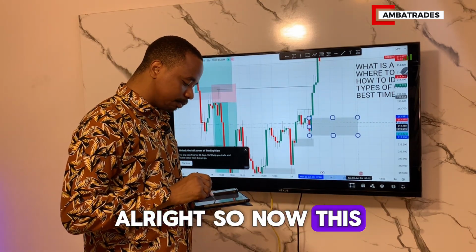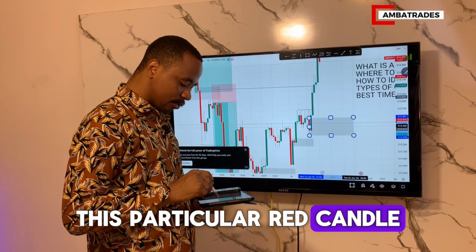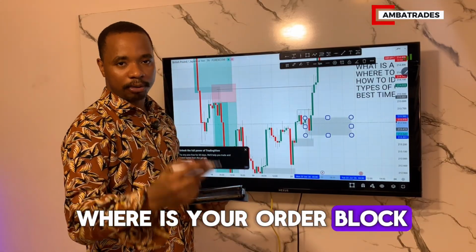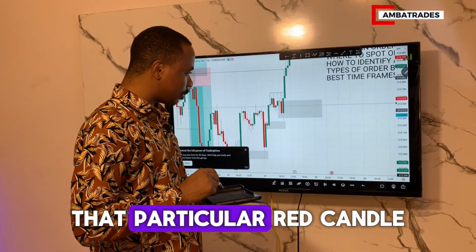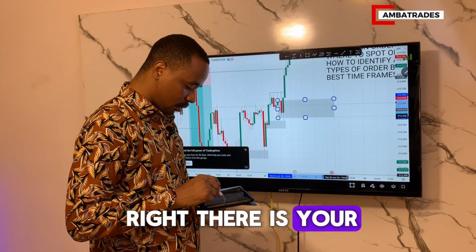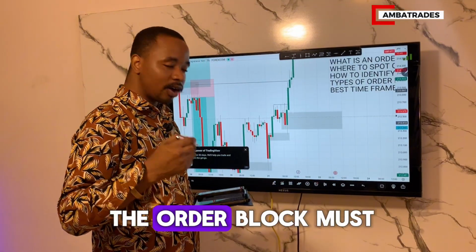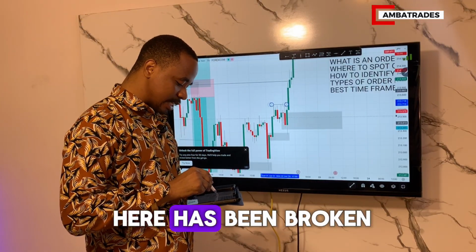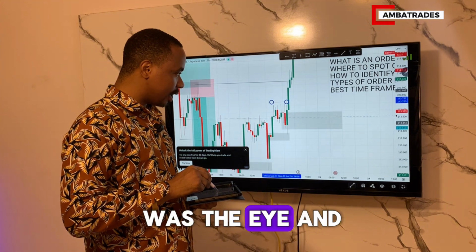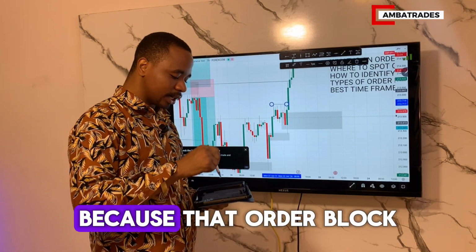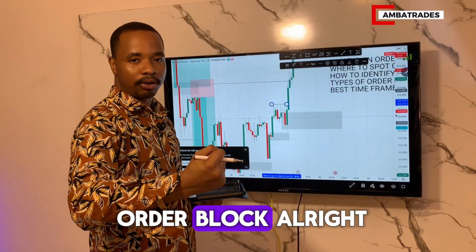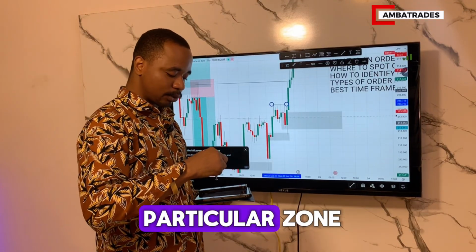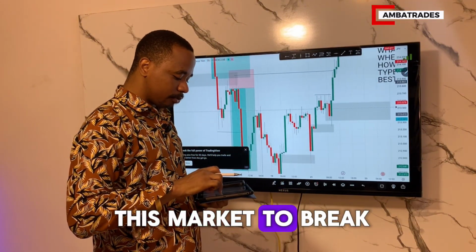All right. So now this particular zone, this particular red candle that you are seeing, this bearish candle is your order block. All right. So that is your order block. That particular red candle right there is your order block. Now, I also said the order block must break previous highs. What did I mean? This high that was here has been broken. You can see this was a high and the high has been broken. Why? Because that order block is a very strong order block. All right, it is institutions or banks that entered the market at this particular zone. That's why it caused this market to break those highs.